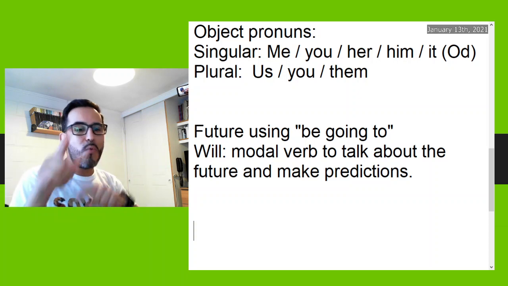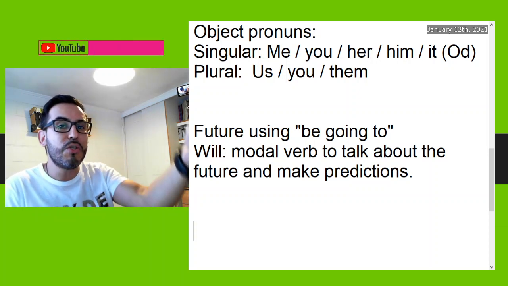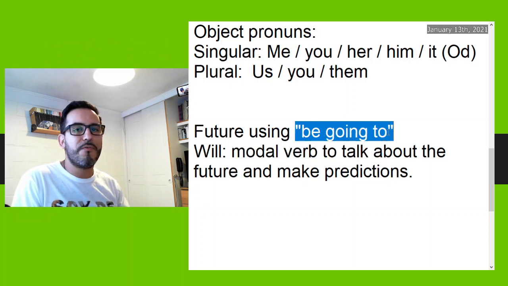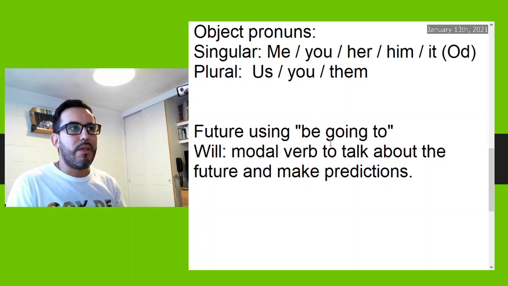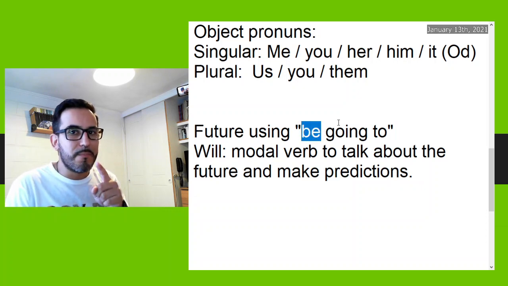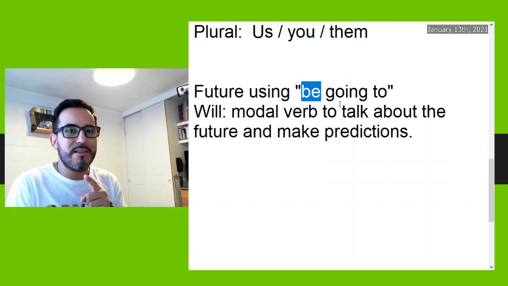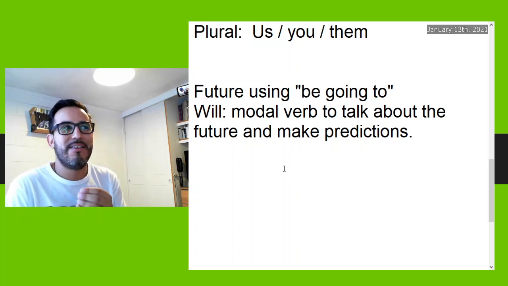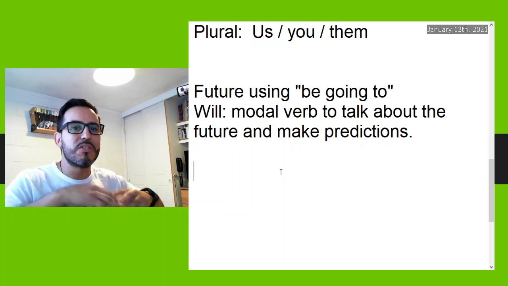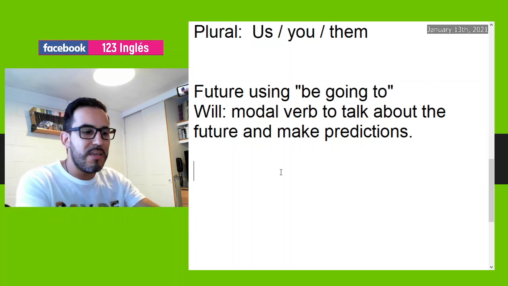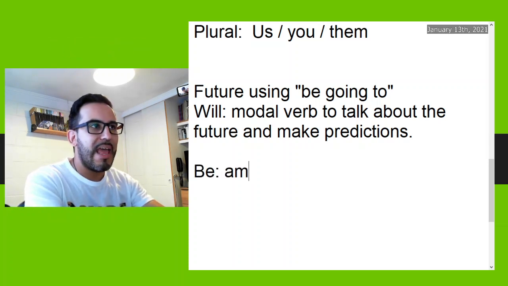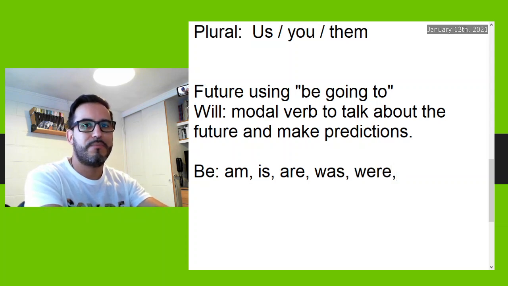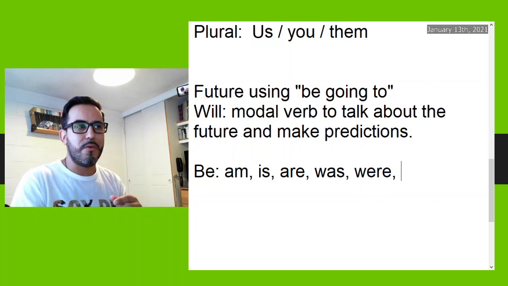So, a different way of talking about the future is using this structure, be going to. Okay? Be going to is another way to talk about the future. If I say be careful, okay? When I say be, it's not exactly the verb be. I have to change it. I have to transform it. Be can take the form of am, is, are, or was, or were, or any other form.